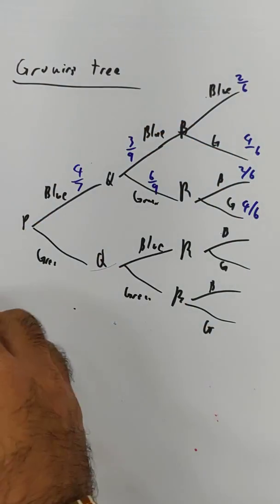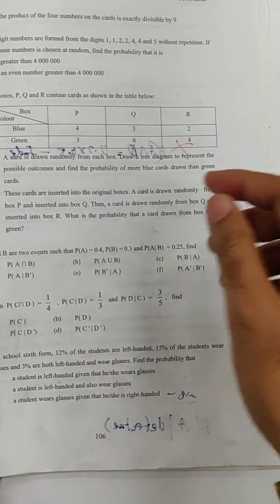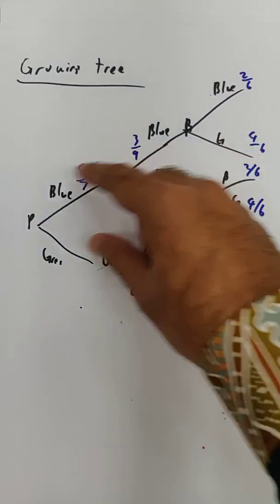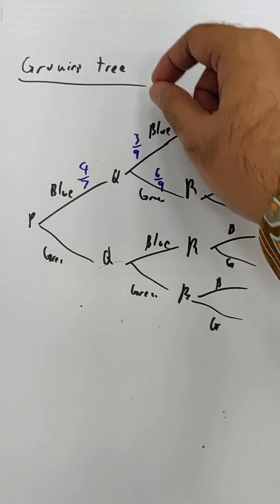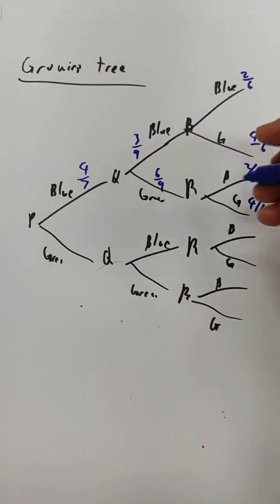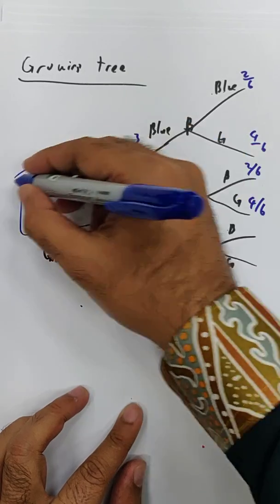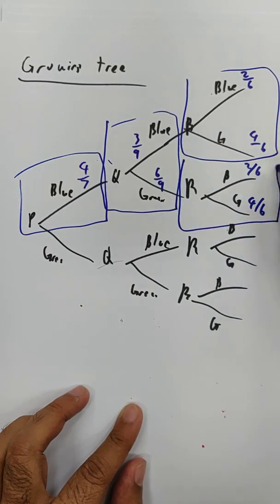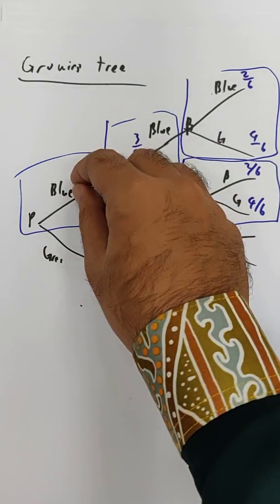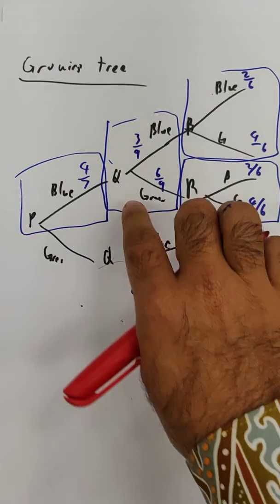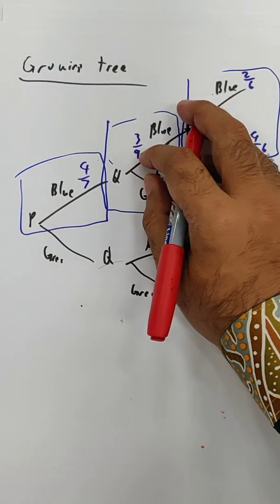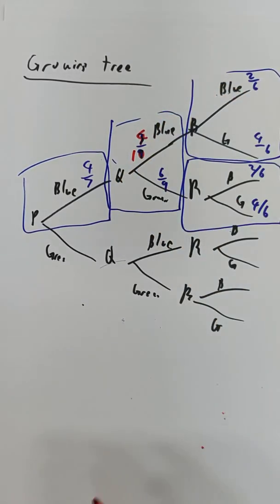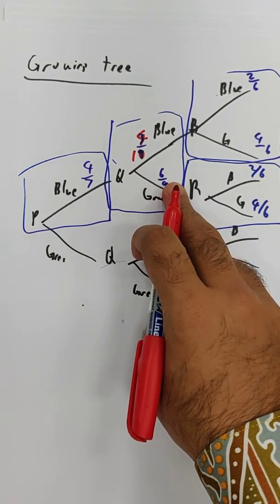As you have read just now, a card is drawn from box P inserted into box Q. A card is drawn from box Q inserted into box R. Let's say we start with this branch. I take the blue and I insert it into my second box. This is my first box, this is my second box, this is my third box, the third box in a different path. So I take my blue, I insert it into here. At this moment, this blue increases and becomes 4. The total becomes 10. The green remains the same.